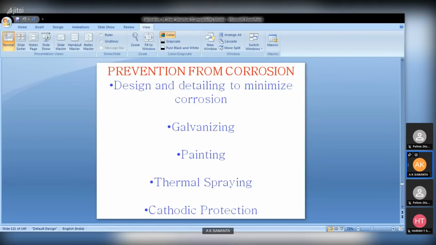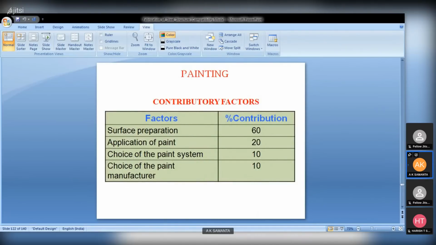So galvanizing is normally carried out in the plant, in industry. If required, any section can be galvanized. That is the best method of protection from corrosion. Now I am coming to painting. Painting involves three processes.